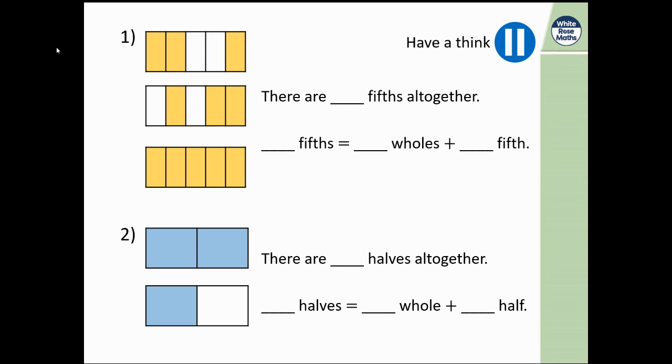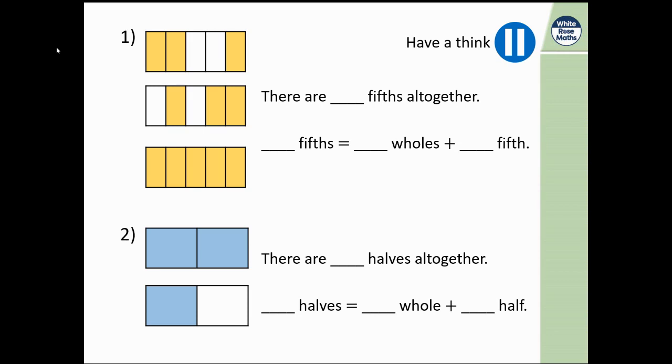Okay, so now having a look at this one here. We've got number 1. Have a think. So it shows these are fifths, because we know that the whole bar shows 5 sections or fifths. And now we need to try and work out how many altogether have been highlighted. So on the top one we've got 3, on the second one we've got 3, and on the bottom we've got 5. So we've got 3/5 and 3/5 and 5/5.